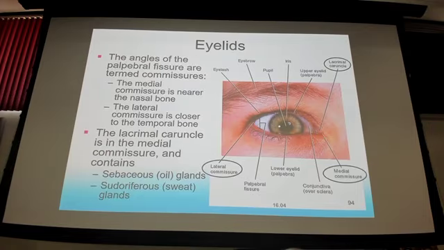Where the palpebral fissures meet at each side of your eye, there's an angle. The medial side, when we get over here, is called the medial commissure. And over here, I have to draw outside of it so you can see it, but that's the lateral commissure.